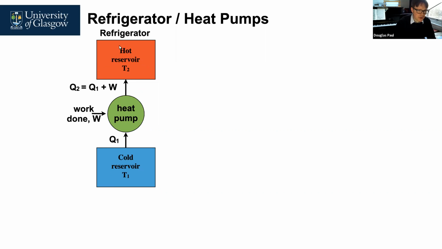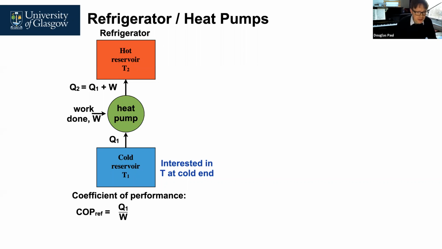The heat that we're going to dump into the hot reservoir T2 is going to be the heat that we take out of the cold reservoir plus an amount for the energy input, the work done on the heat pump. So the heat going into the hot reservoir T2 is the heat coming out of the cold reservoir plus the work done on the heat pump. Now, for refrigerators, we're interested in the temperature at the cold end.